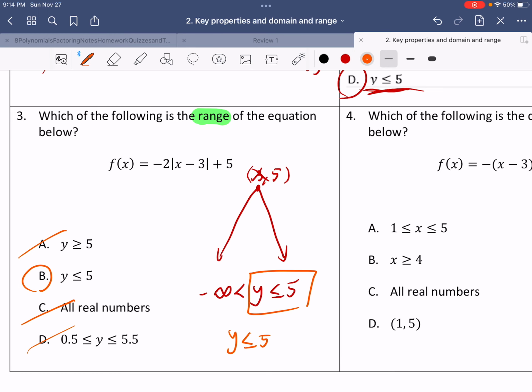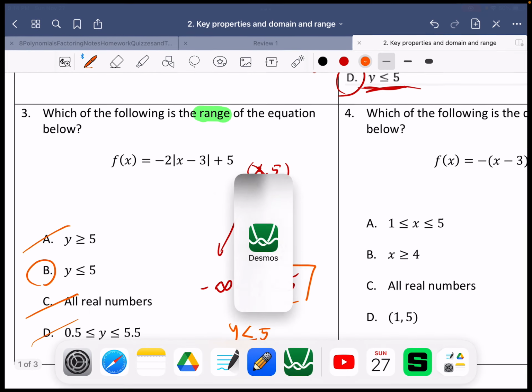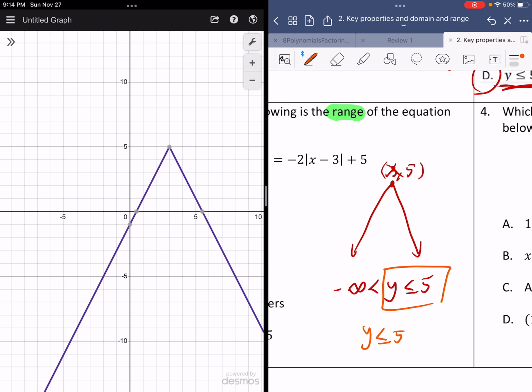I don't even know where it comes from. Oh, so guys, don't get confused. In this graph, you're going to see a lot of questions that have a choice that is either domain or range, like 0.5 or 5.5. But I'm telling you right now, these numbers are solutions, which are the x-intercepts. It's nothing to do with domain or range. So don't get confused. All right?